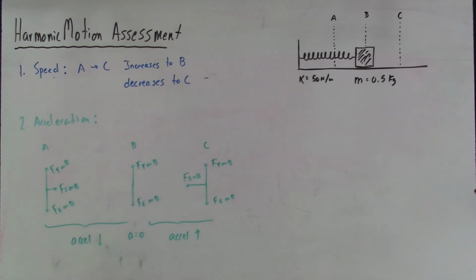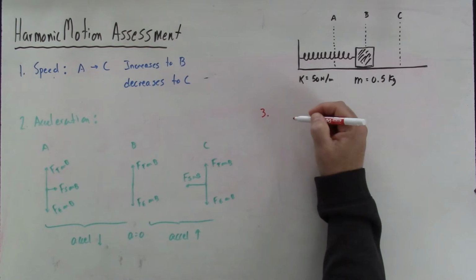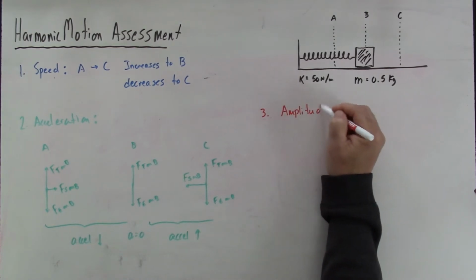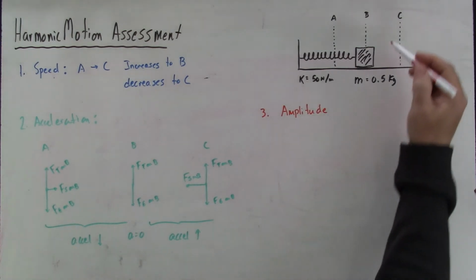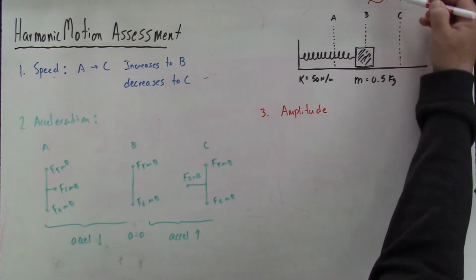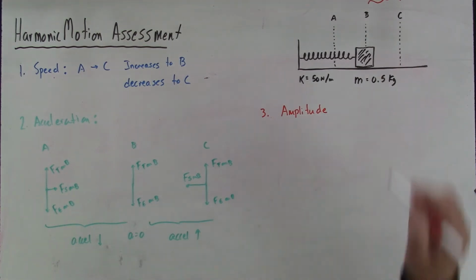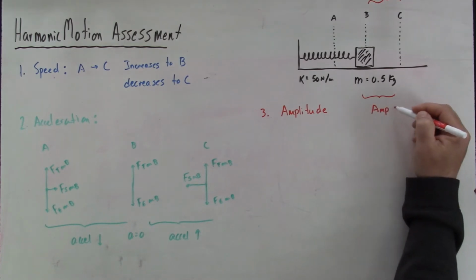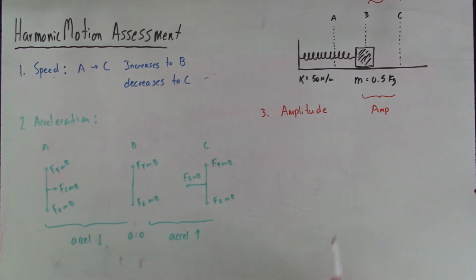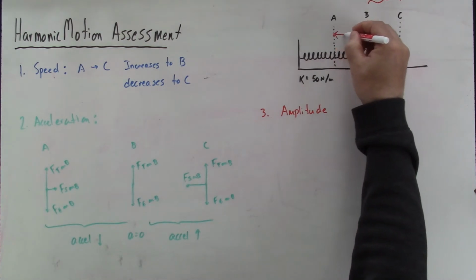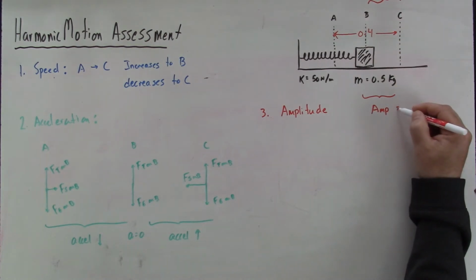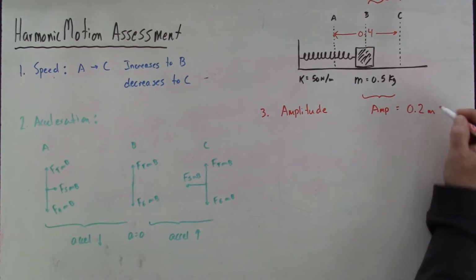All right, number 3 says, what is the amplitude? Well, if we look at this here, the amplitude is from the middle out. So this is the amplitude right here. And since the whole distance from here to here is 0.4, that means the amplitude is 0.2 meters.